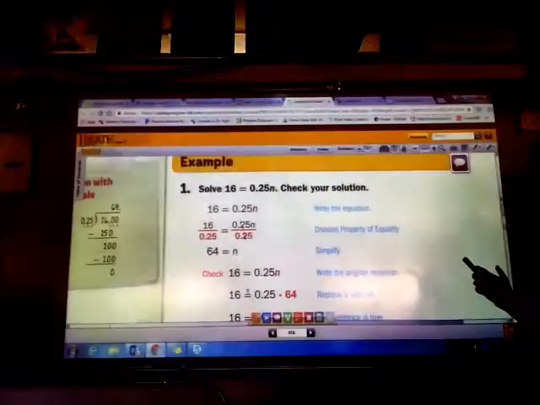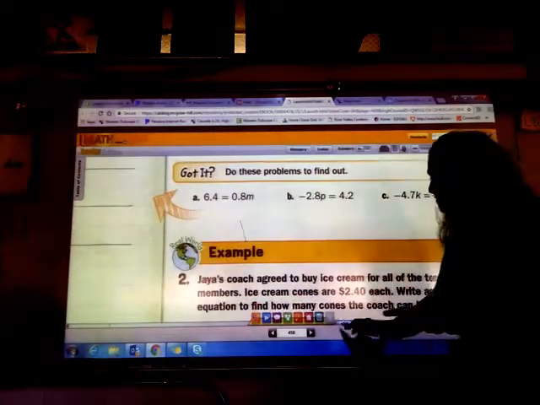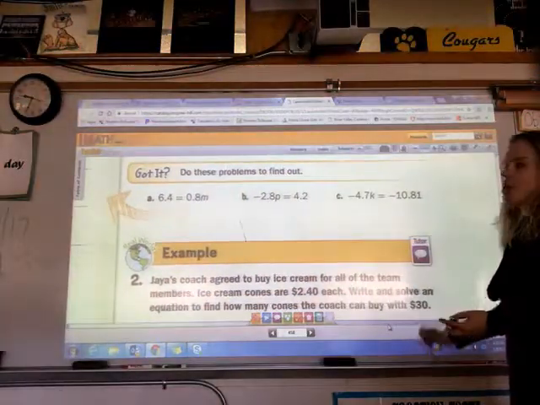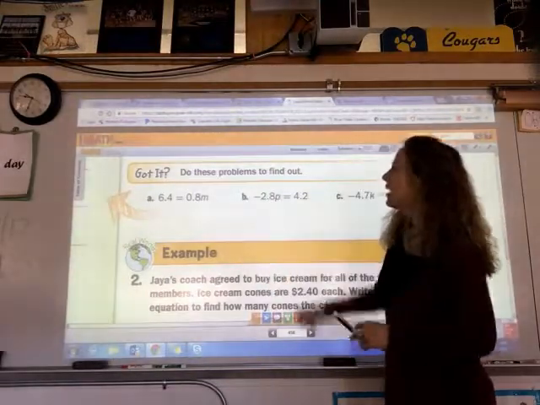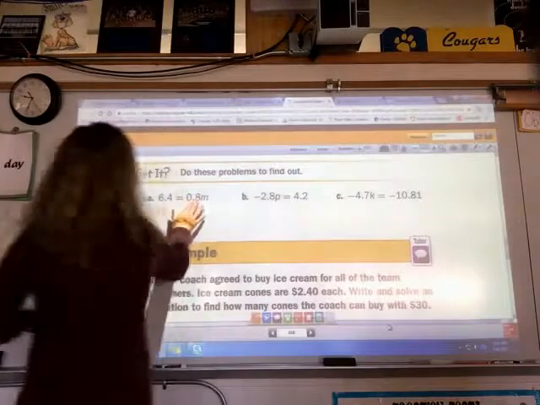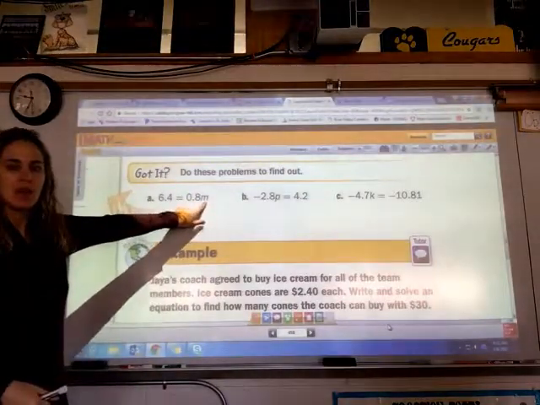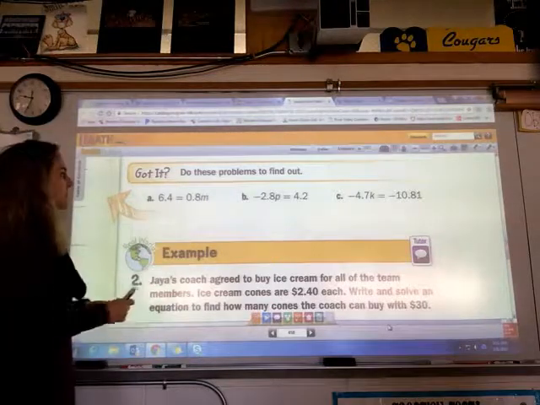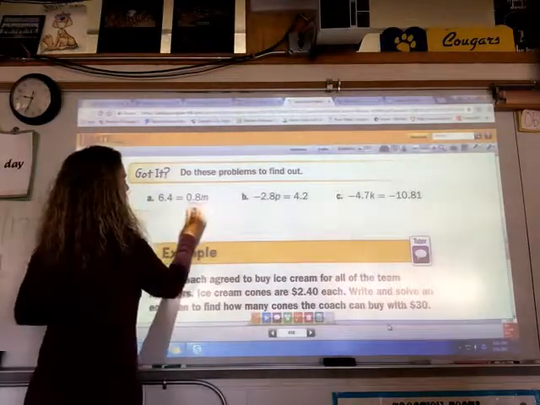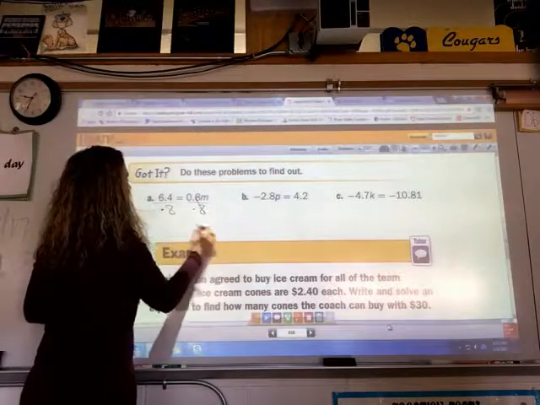Okay, taking a look at the next examples, which are going to be your got it problems, let's talk about these and work through these together here. If we take a look at got it problem letter A, you're going to notice we have a rational coefficient, which is a decimal. We have 8/10 times m. Because we're multiplying, the opposite is to divide. So we're going to divide both sides by 8/10. Okay, so m is going to be left.